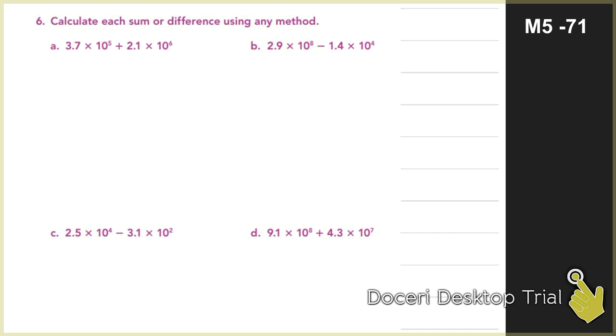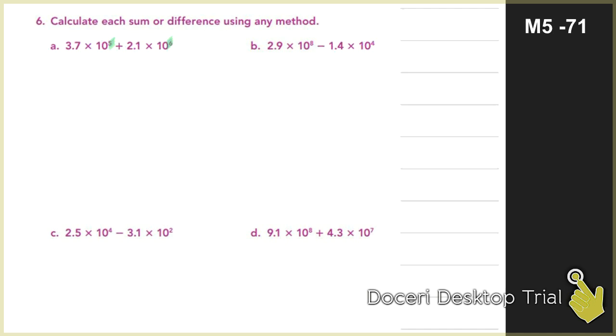Okay, so again, remember, the key thing here is these exponents. We've got a 5 and a 6. In order to add, we need the same exponent, the same characteristic. It's almost like when you're adding fractions, you have to have a common denominator. It's kind of the same thing here. We have to have the same exponent.